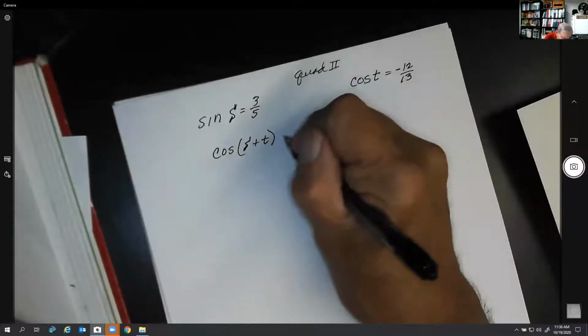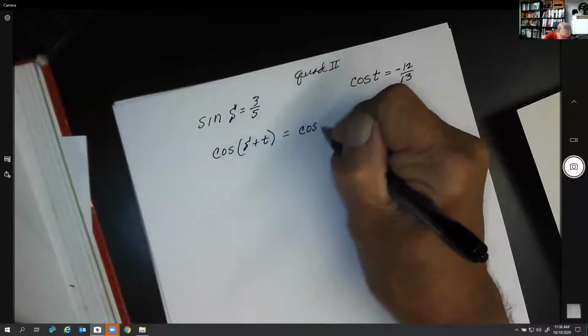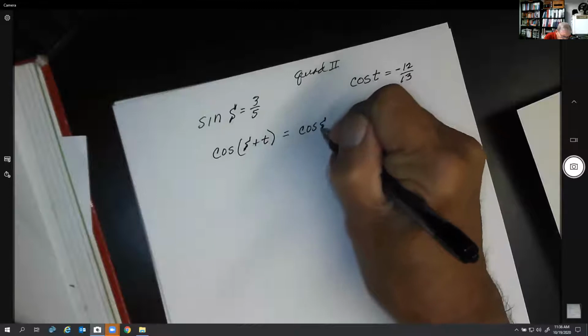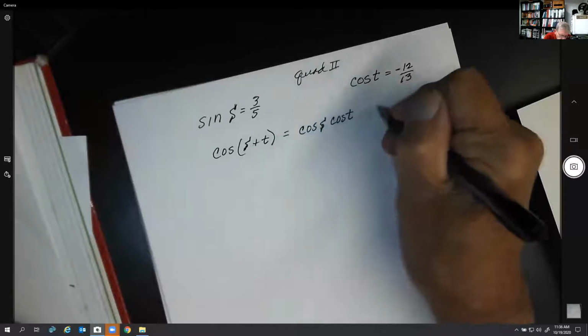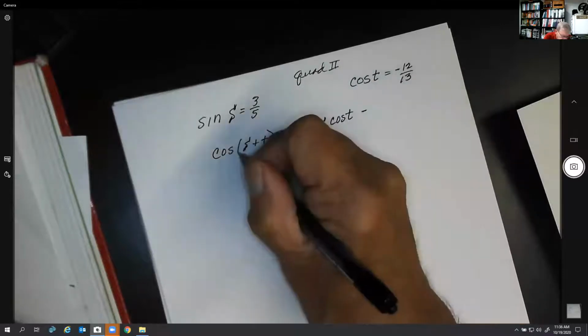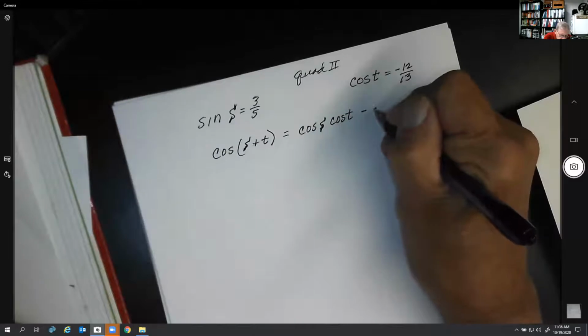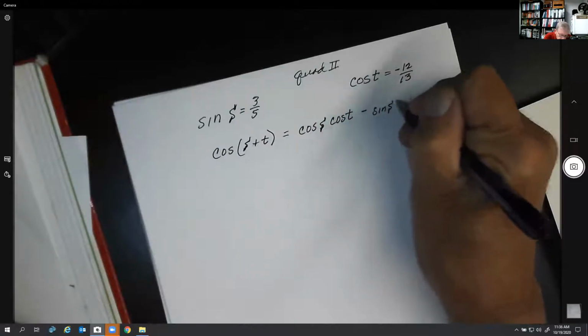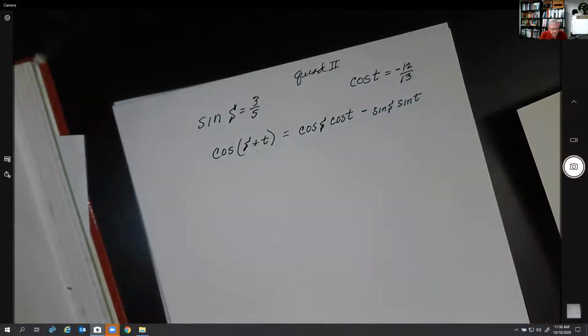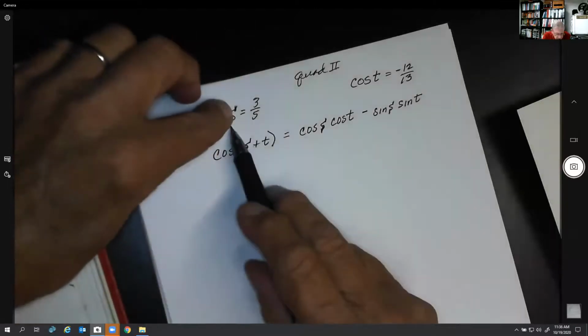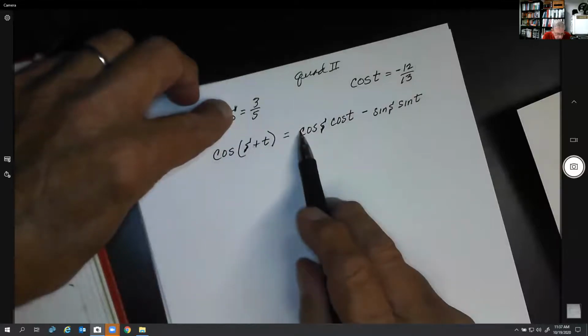Well, we know the cosine of S plus T is the cosine of S times the cosine of T, right? Minus, opposite sign, the sine of S times the sine of T. The problem is we've got the sine of S, but we don't have the cosine of S. We got the cosine of T, but we don't have the sine of T. So how are we going to find those?